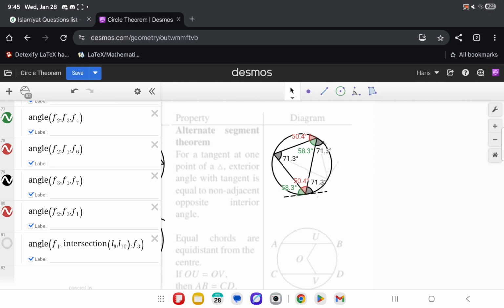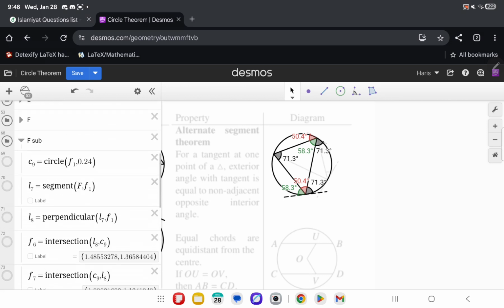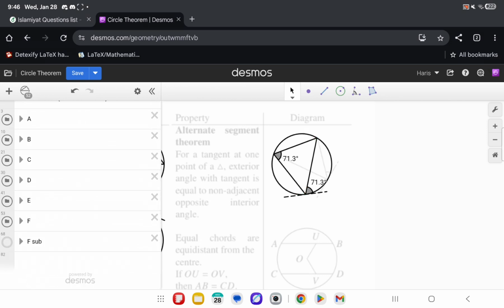One way to know which angle to copy is if the angles are facing the same relative direction. So if I remove these details and see 71.3, these two angles are facing generally towards the left. These two are generally facing upwards. So this is how you can identify it.